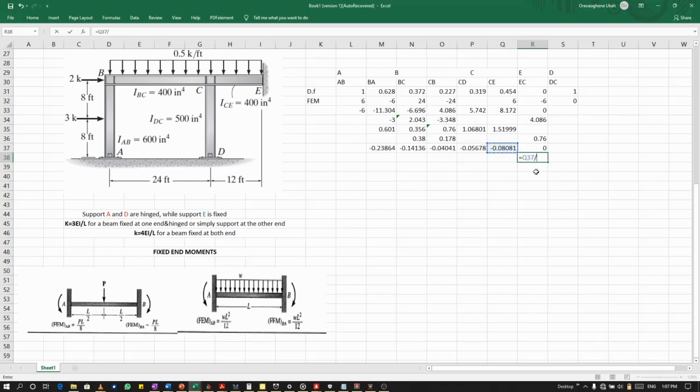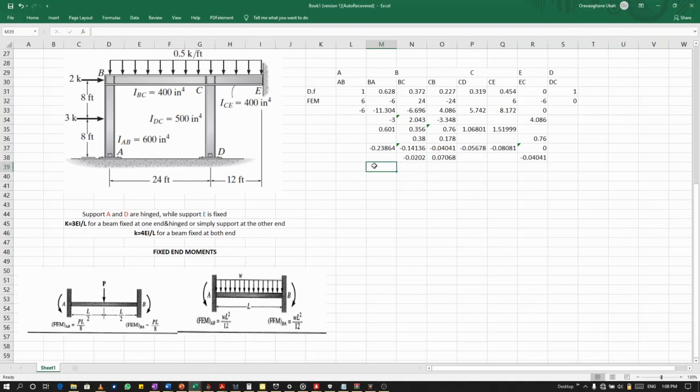So what we have here. All right. So now we're going to share from BC to CB, or from joint B to joint C. So let's balance again. This value is already very small, but I want us to balance it one more time. When we balance it one more time, then we're going to stop.